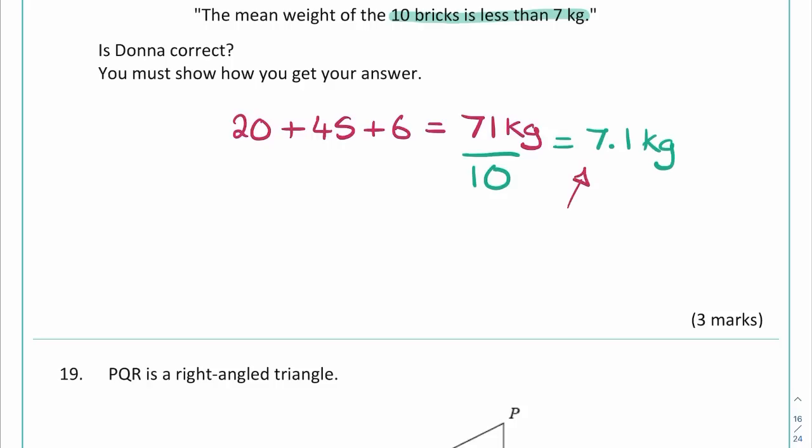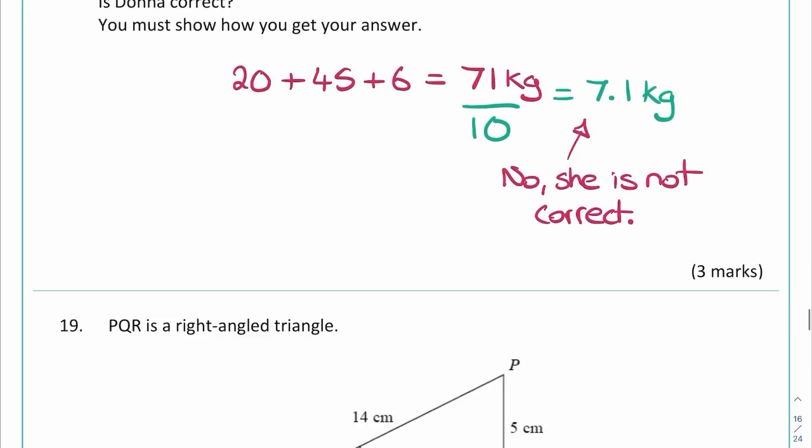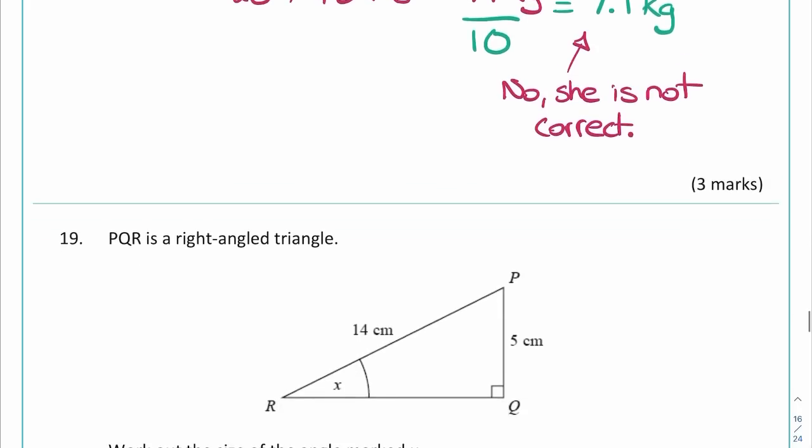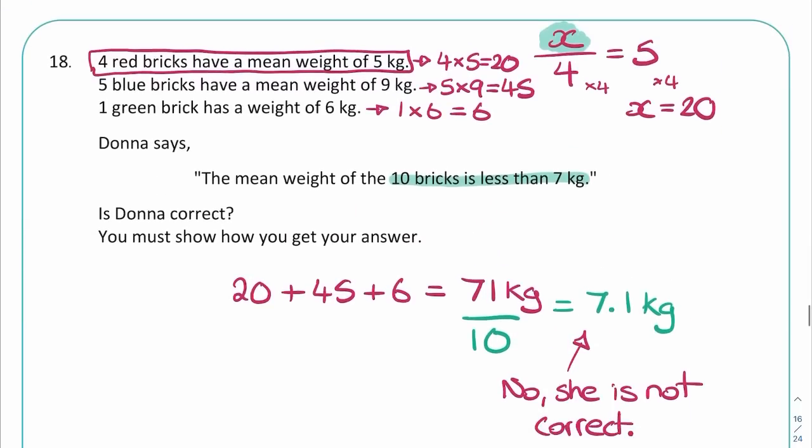Is Donna correct? You must show how you get your answer. I don't need to write too much. I just need to say no, she is not correct. And look, I've just pointed an arrow to the bit of working that shows why she's not correct. So I'm saving myself the hassle of having to write a full statement there that says, no, Donna is not correct because the mean of the 10 bricks is 7.1 kilos. We've already shown the working out, so let's make sure we make use of it. So there we go, there is some reverse mean.